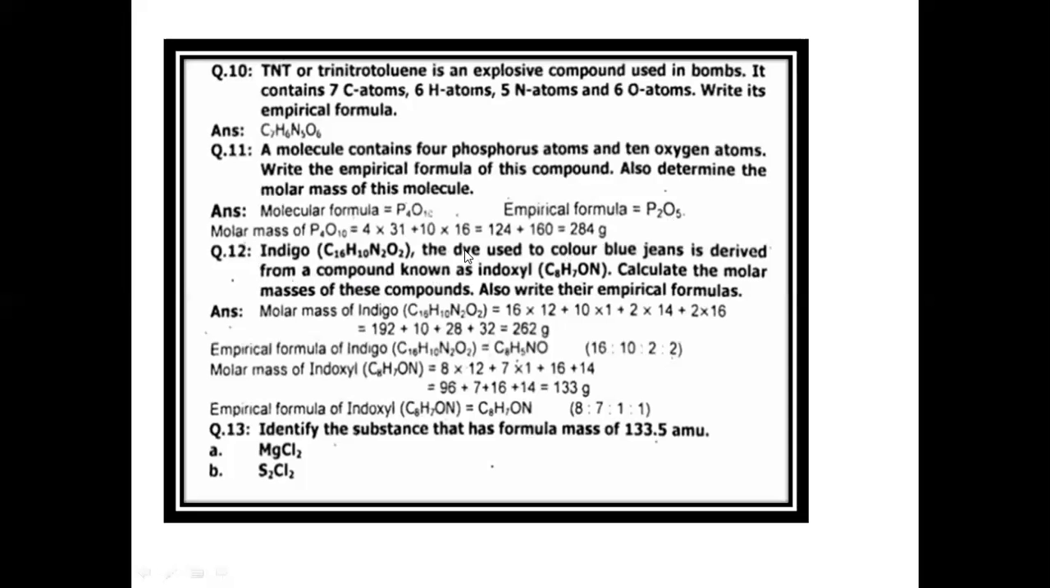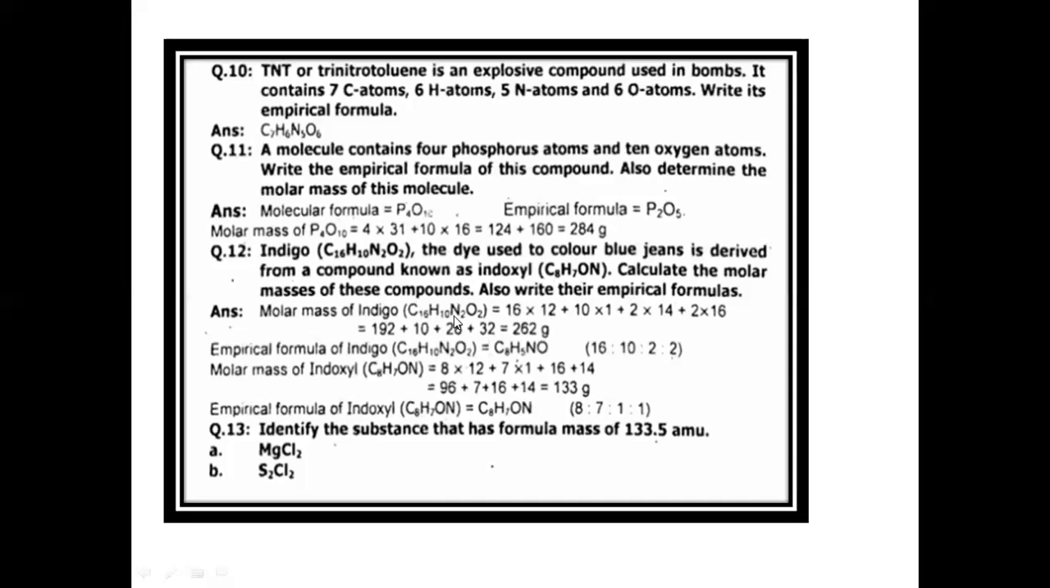Indigo, the dye. It is a dye used to color blue jeans, and there is a related compound known as indoxyl. We have to find out the molar mass of these compounds and also write their empirical formulas. There are two compounds, one is indigo and one is indoxyl. You have to find out the empirical formula for the first one, and also their molar mass.